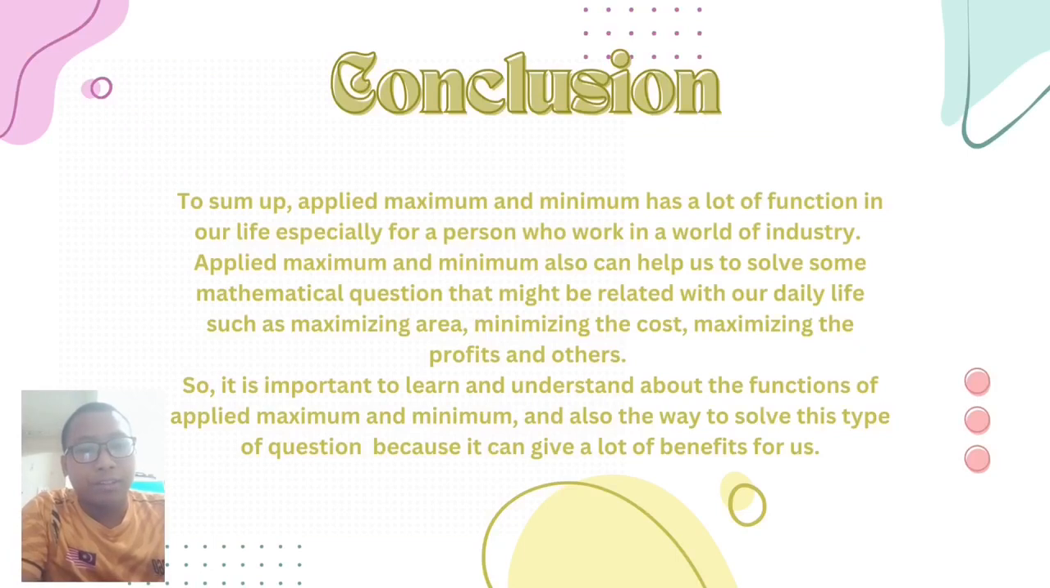To sum up our conclusion, applied maximum and minimum has a lot of function in our life, especially for a person who works in the world of industry like the science sector and so on. Applied maximum and minimum can also help us to solve some mathematical questions that might relate to our daily life, such as maximizing area, minimizing cost, maximizing profit, and others. So it is important to learn and understand the function of applied maximum and minimum, and also the way to solve this type of question, because it can give us a lot of benefits. That's all for me, and thank you.